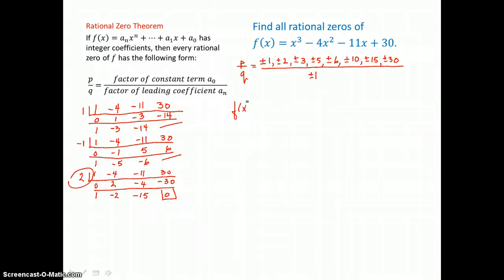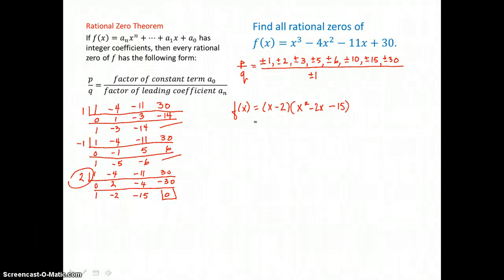So f of x is going to factor into x minus that zero, x minus 2, times the quotient that I get at the bottom of the synthetic division. Remember, these are the coefficients, and the first term is 1 degree less than the polynomial I divided into, so it's 1x squared minus 2x minus 15.